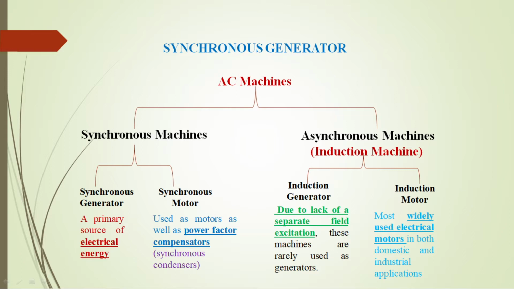Let us see the classification of asynchronous machines. They are classified as induction generator and induction motor. Due to lack of separate field excitation, the induction generator is rarely used. Let us see the induction motor. The induction motor is a widely used electrical motor, with both domestic and industrial applications.